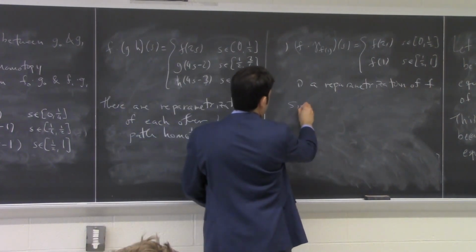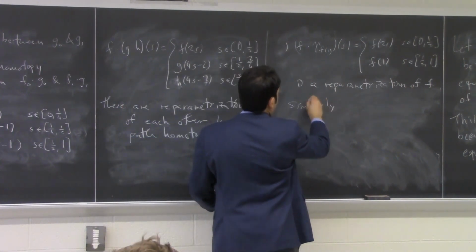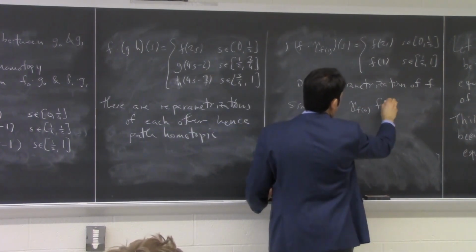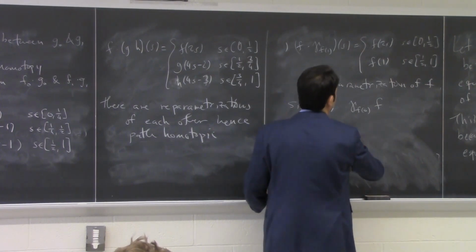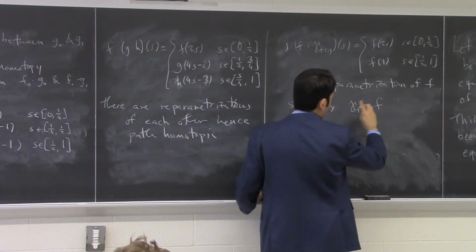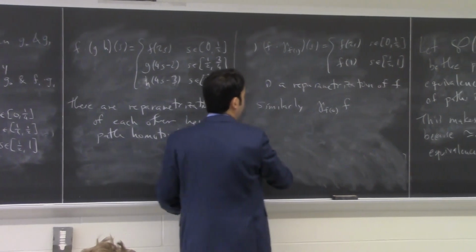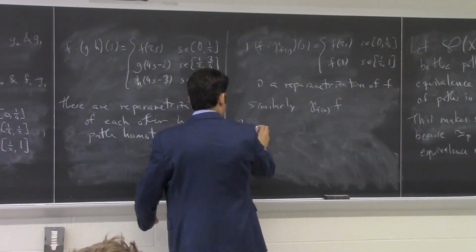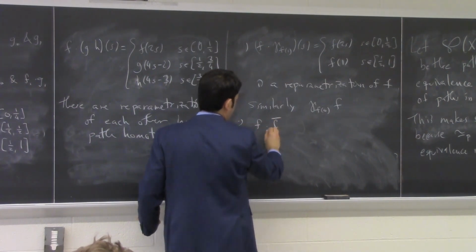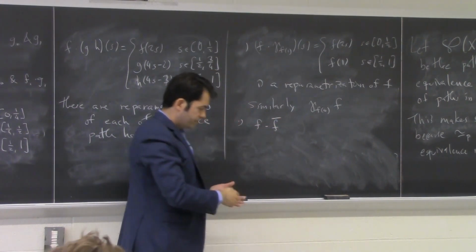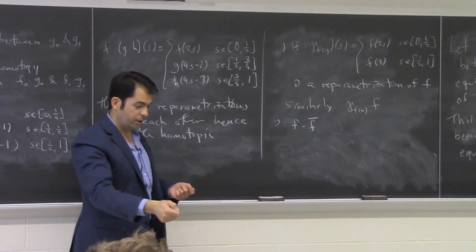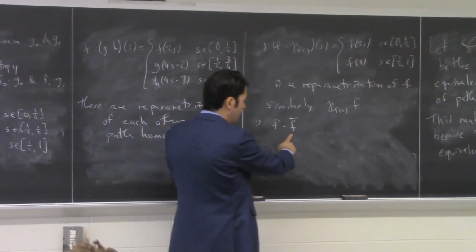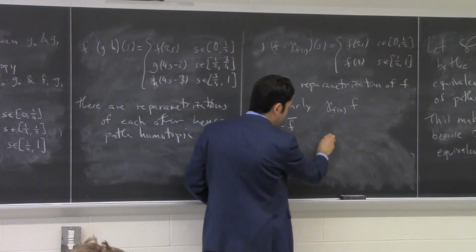Similarly, if you wait half the time and then do the path very quickly in half the time, this is a reparameterization of f. And then if you do f and then go back along the same way you came, we're going to show that this is homotopic to not doing anything.